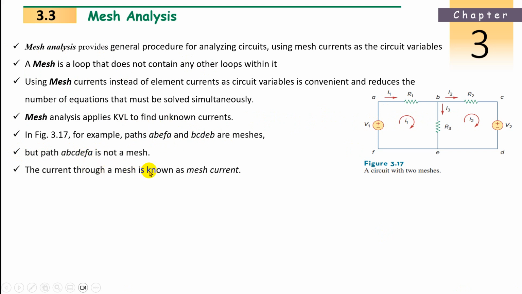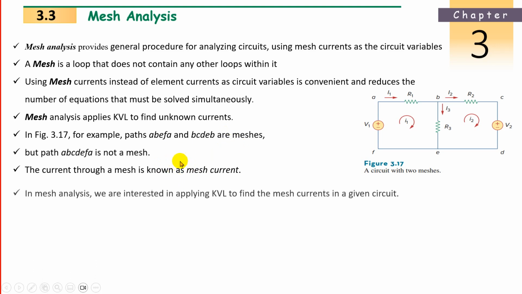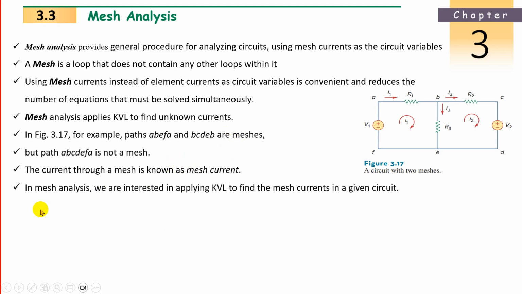The current through a mesh is known as a mesh current. Loop current and mesh current are the same. Now we will call it by the new name, mesh current. In mesh analysis, we are interested in applying Kirchhoff's voltage law. In node analysis, we applied Kirchhoff's current law. But in mesh analysis, we always apply Kirchhoff's voltage law to find the currents in the given circuit.